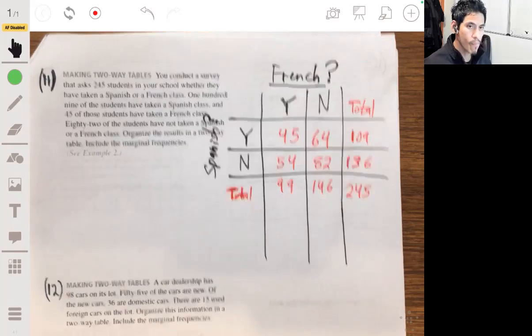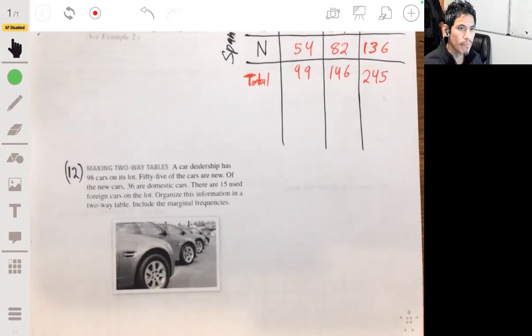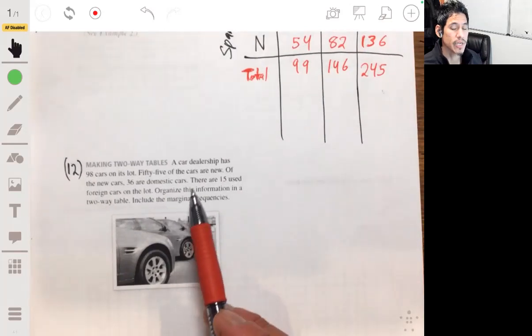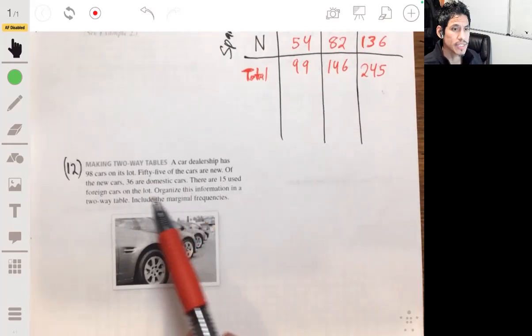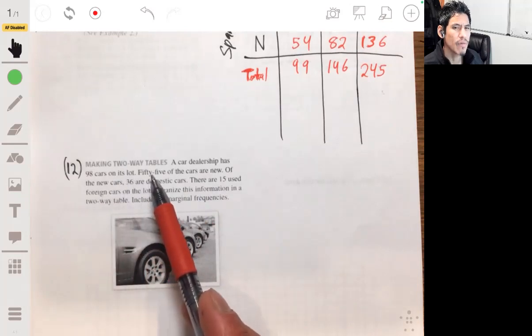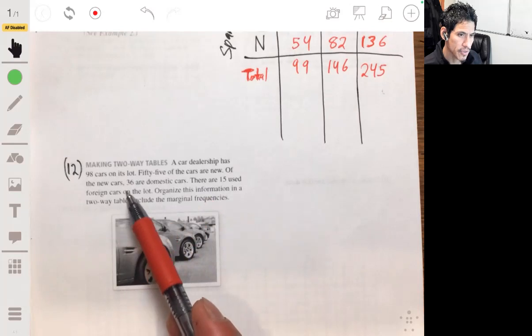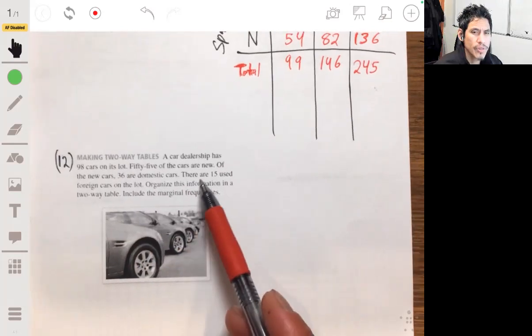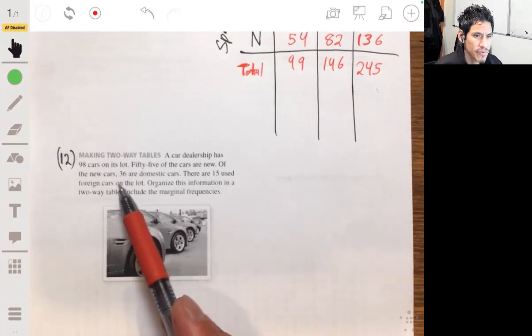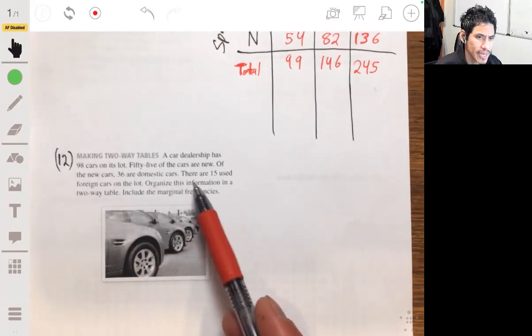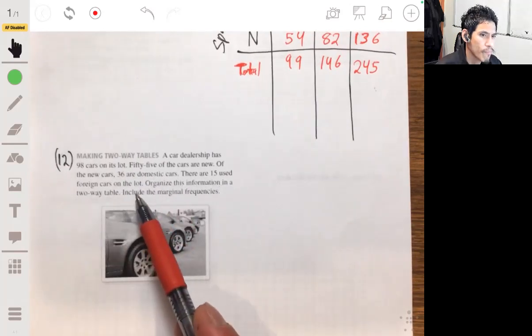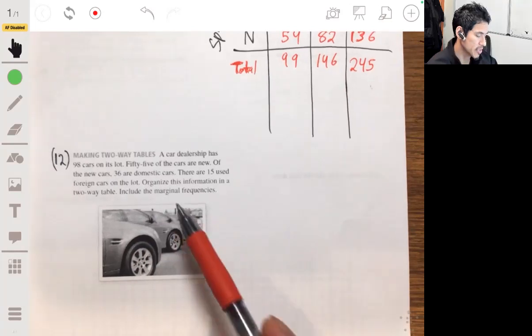Okay, let's do one more. Making two-way tables. A car dealership has 98 cars on its lot. 55 of the cars are new. Of the new cars, 36 are domestic cars. There are 15 used foreign cars on the lot. Organize the information in a two-way table. Include the marginal frequencies.